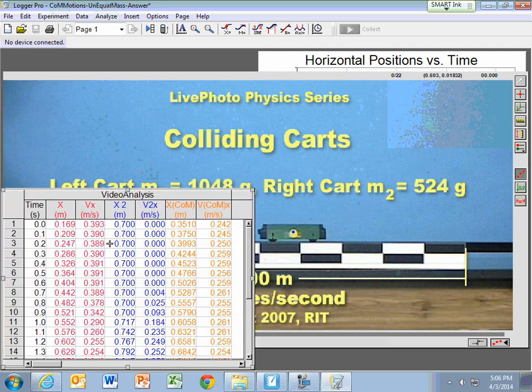In fact, showing that's where this spreadsheet is. It has the x coordinate of the cart on the left and the cart on the right. And by looking at the center of mass equation, we can calculate that position of the center of mass.